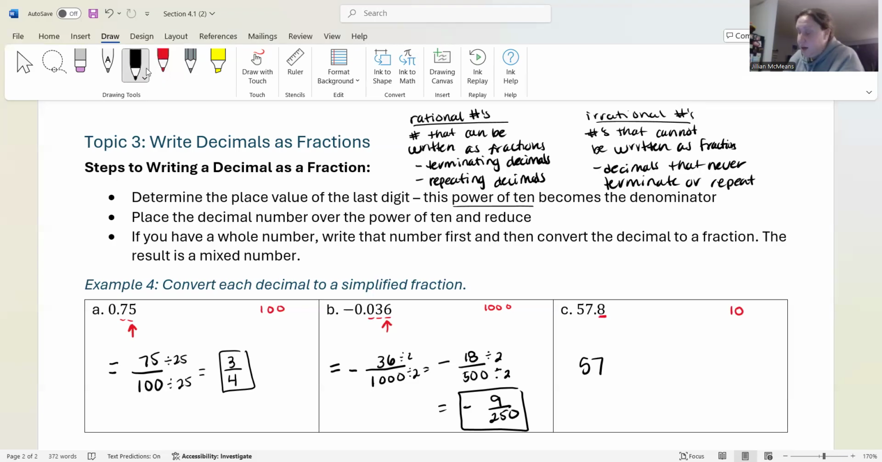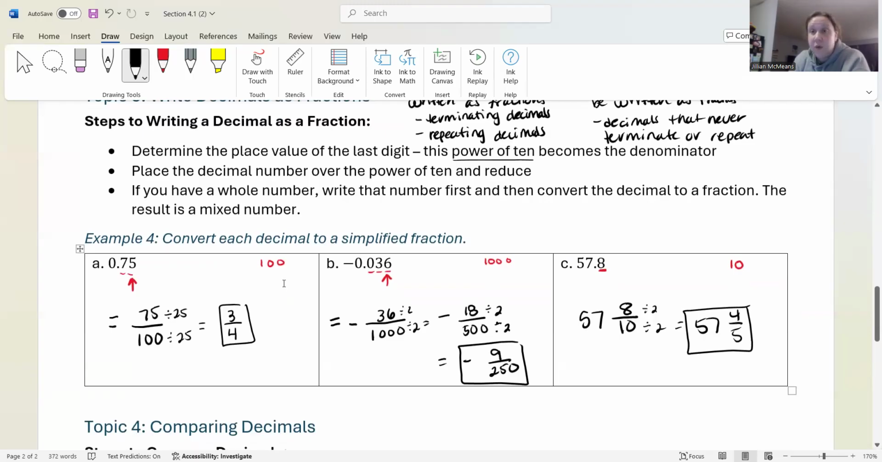So our denominator here would be 10. And then we want to put 8 over top of that. And then we just want to reduce 8 tenths. So 8 and 10 are divisible by 2. So I get 57 and 4/5. And there you have it. So that's really all there is to it when it comes to writing decimals as fractions. The hardest part is truthfully just the reducing. Okay?